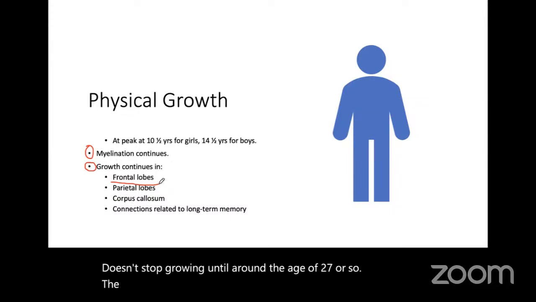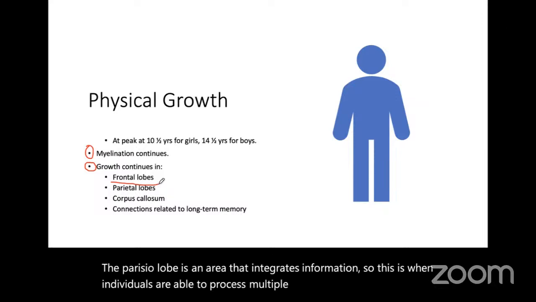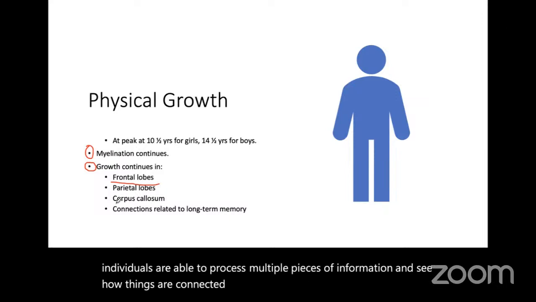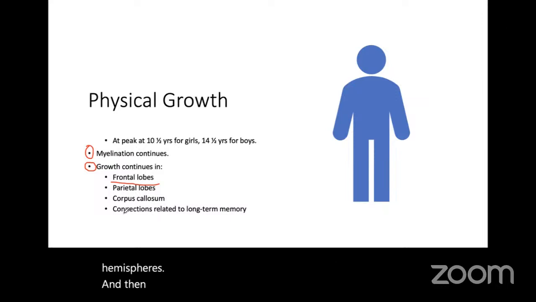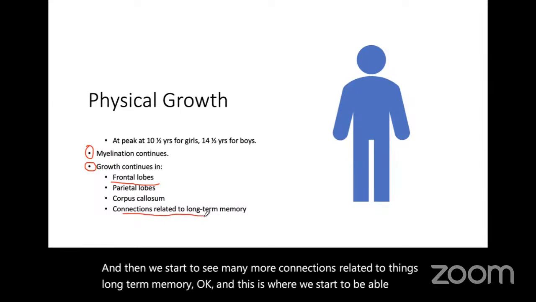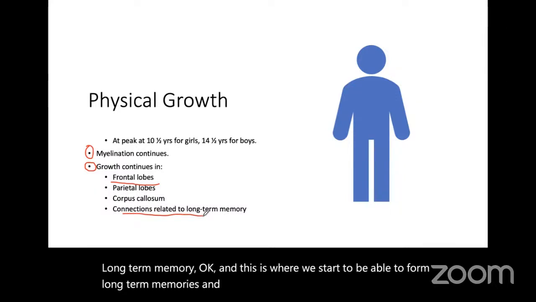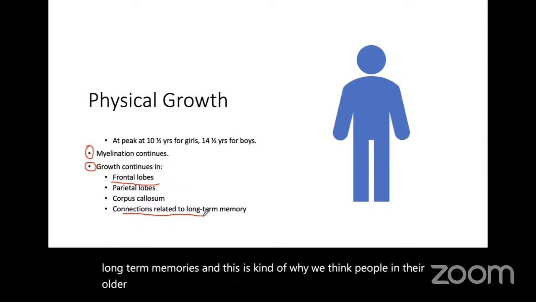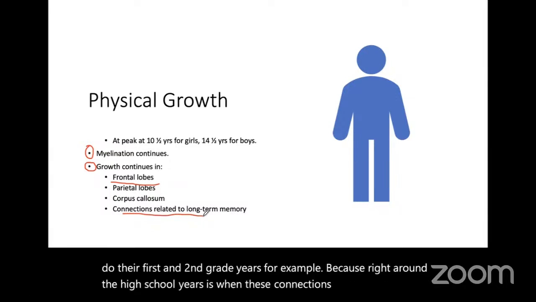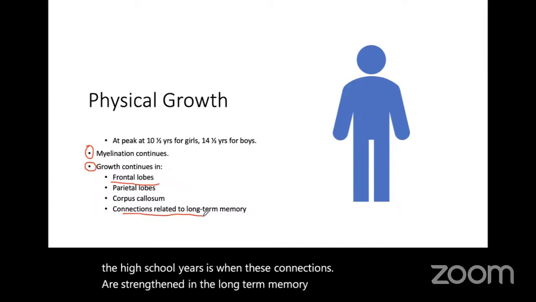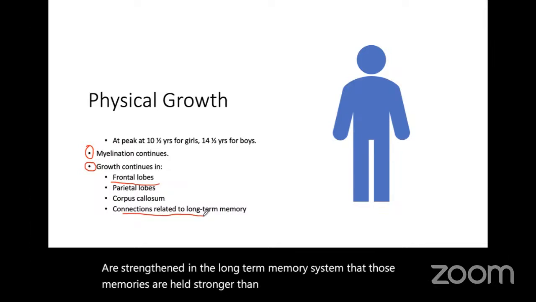The parietal lobe is an area that integrates information. So this is when individuals are able to process multiple pieces of information and see how things are connected. The corpus callosum is what connects our two hemispheres. And then we start to see many more connections related to things like long-term memory. Okay. And this is where we start to be able to form long-term memories. And this is kind of why we think people in their older years remember more about their high school years than they do their first and second grade years, for example, because right around the high school years is when these connections are strengthened in the long-term memory system, so those memories are held stronger than ones in our junior years and our elementary years.